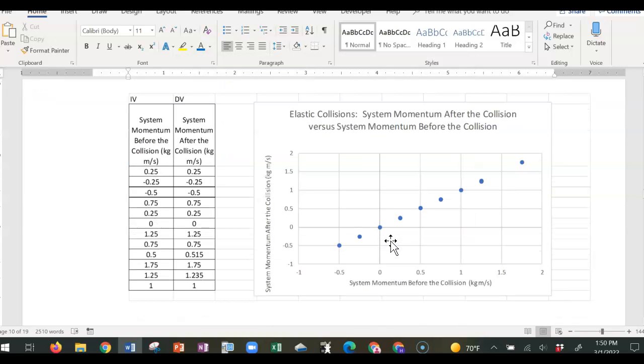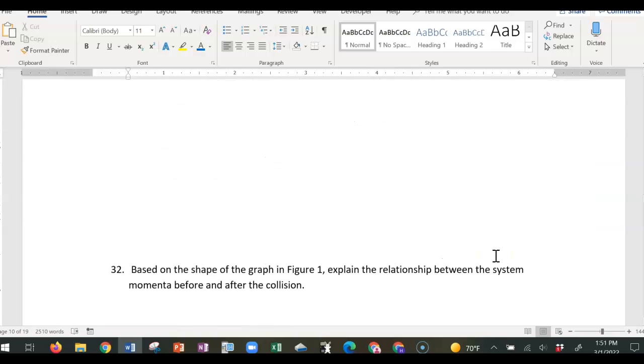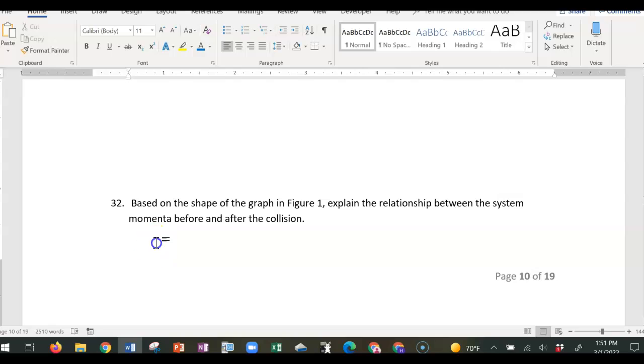So if you look at this graph, it is linear, right? And it looks like it passes through the origin. Here's the origin. There's a point at the origin, 0, 0. So since it's linear and it passes through the origin, that tells us something about the kind of relationship that we have here.